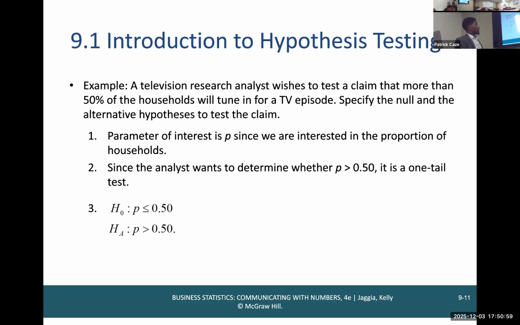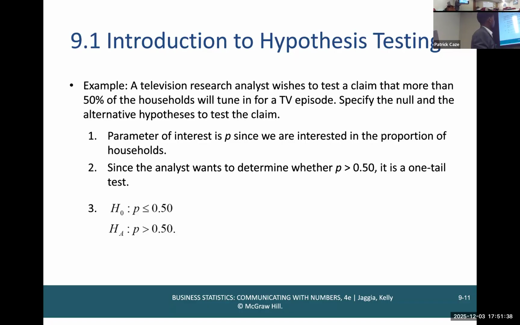All right. Another example: a television research analyst wants to test the claim that more than 50% of households will tune in for a TV episode. Specify the null and the alternative hypothesis that test the claim. The parameter of interest is P, since we're interested in the proportion of households. We know it's a proportion because we're using the percentage. We did sample proportions and population proportions a couple of weeks ago. Same thing: we're looking at a portion of the population. Since the analyst wants to determine whether P is greater than 0.50, it is a one-tailed test.